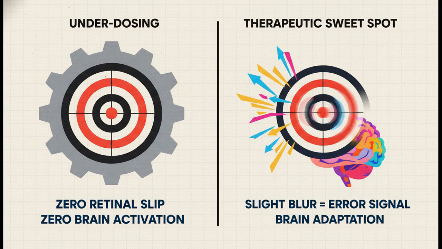If the target is perfectly clear, you have zero retinal slip. And if you have zero retinal slip, there's zero error signal reaching the cerebellum, which means absolutely no adaptation is happening. You've got to push that head velocity until the target just begins to blur. That little threshold of blur, that is your therapeutic sweet spot.